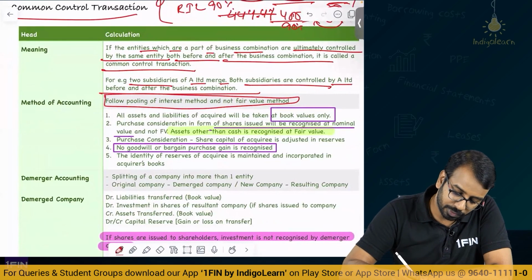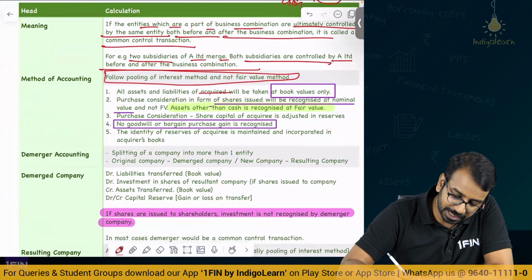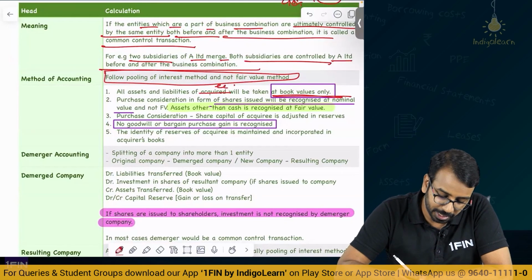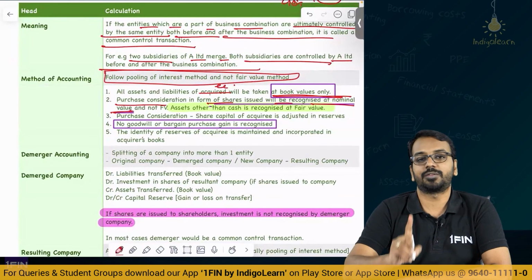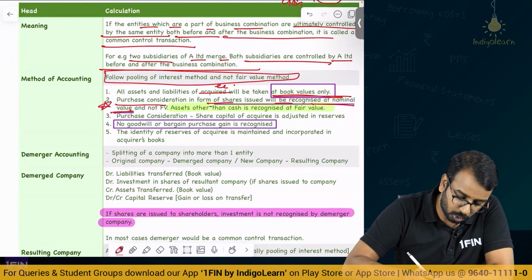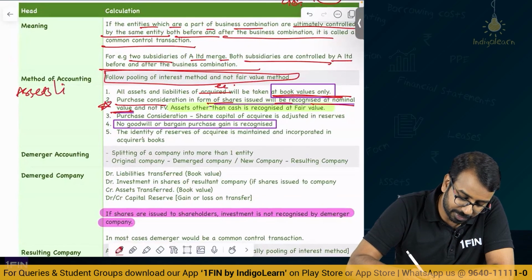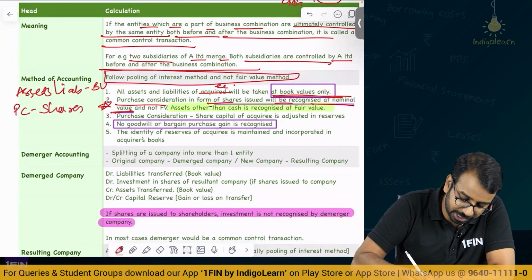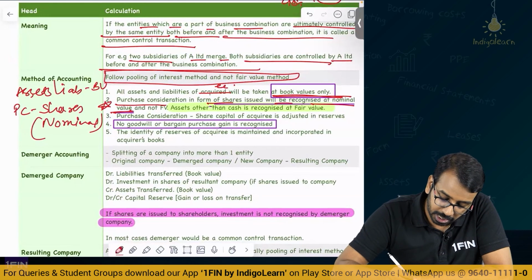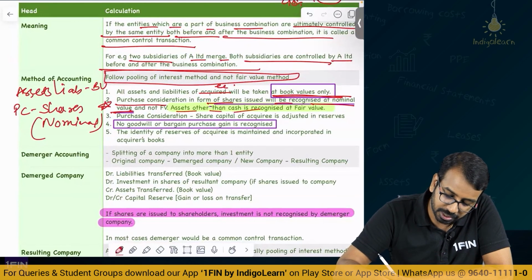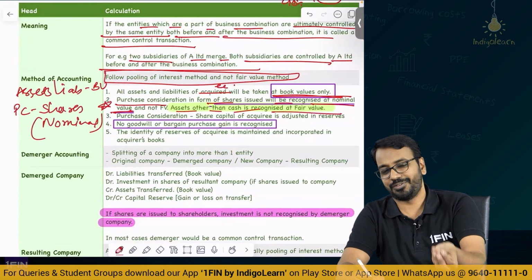Okay. Now, when you follow the pooling of interest method, all assets and liabilities of the acquiree will be taken at book values, you will not take them at fair values. Purchase consideration in the form of shares issued will be recognized at nominal value and not fair value. This is very important. So, all assets and liabilities at book value. Purchase consideration, if you are issuing any shares, you will take at nominal value only and not at fair value. You will always take at nominal value. Assets other than cash is considered at fair value. Cash also is at fair value only.